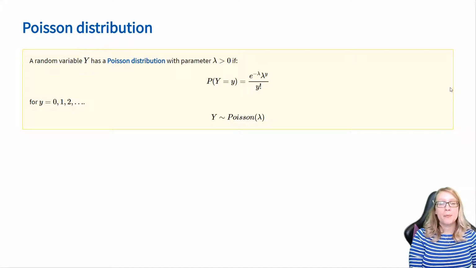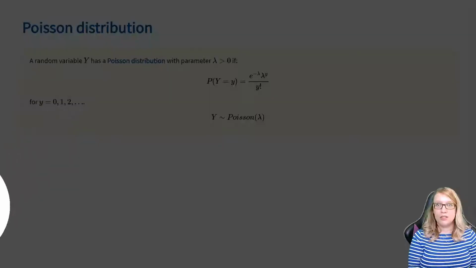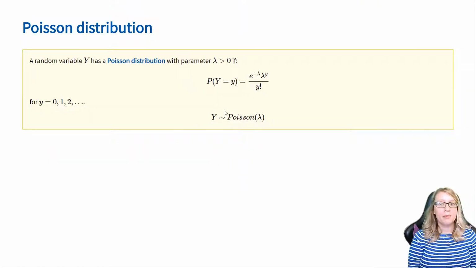So let's jump in. We say that a random variable y has a Poisson distribution with parameter lambda greater than 0 if the probability that y is equal to little y can be found by taking e raised to the negative lambda power times lambda raised to the y divided by y factorial. Now y is discrete integer valued, and can take on values beginning at 0, so 0, 1, 2, and so on. To denote this, we say that y is distributed Poisson with parameter lambda.